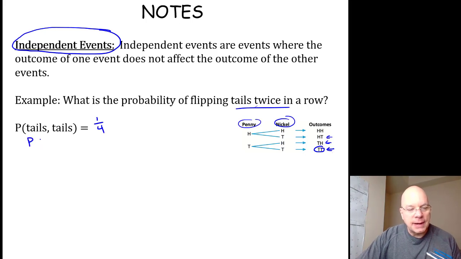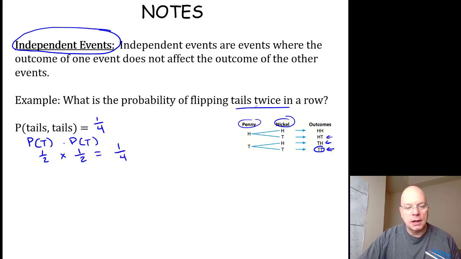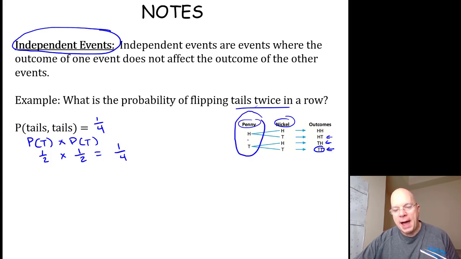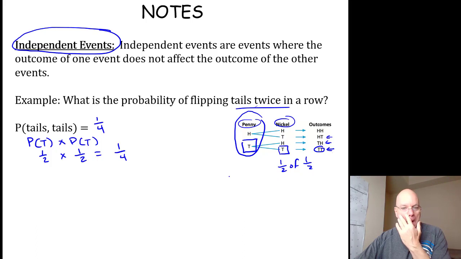But we can find that by finding the probability of tails, which is 1/2. The probability of tails on the second flip, because it's an independent event, is still 1/2. And the product of those probabilities gives you the probability of the two events occurring in succession. We can see that by just thinking about what's the probability of getting tails on the first flip. Well, half of the time we get tails. Getting tails on the second flip is half of that half. 1/2 of 1/2 is 1/2 multiplied by 1/2, or 1/4.